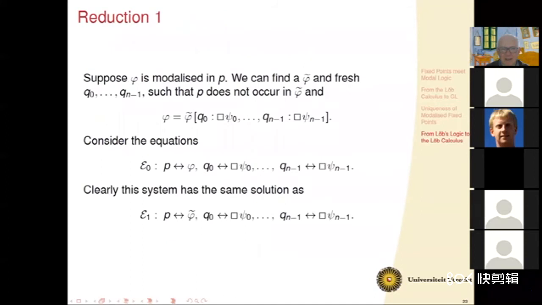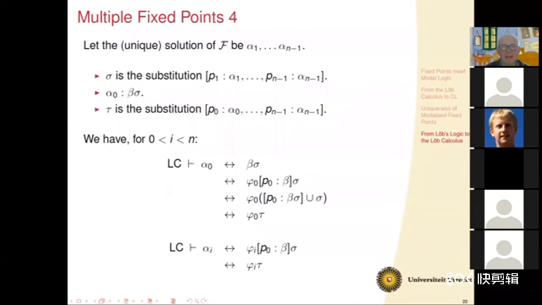Okay, the audience, CDC, has a question, and he just sent the message. He asked, is there always a fixed point for modalized formulas in system S4 or in system GL? Sorry, can you repeat the question again?